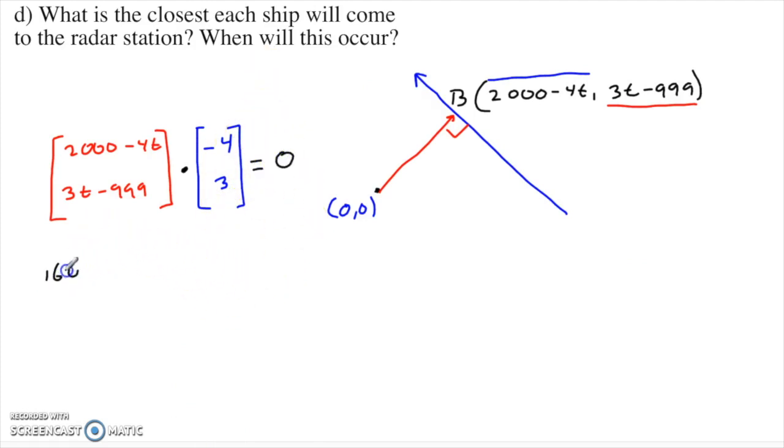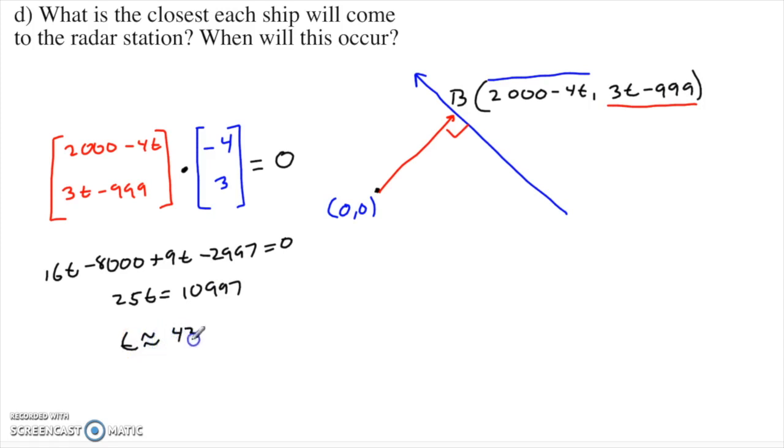So what do we get this time? We have 16t minus 8,000 plus 9t minus 2997 equals 0. And if you work that out, we get 25t is equal to 10,997. So t is approximately, it doesn't work out nice this time, 439.88. So that's awfully close to 440 seconds, right?